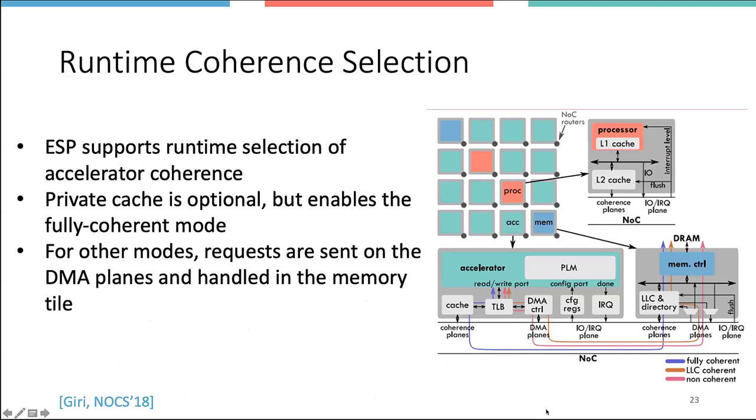As Paolo alluded to earlier, we also support runtime selection for accelerator coherence from all four of the models that I discussed. The accelerator tile contains a configuration register for the coherence mode, which can be set like any other parameter of the accelerator. The private cache is optional in the accelerator tile, but it enables the fully coherent mode. In this case, the cache sends out the memory requests through the coherence NoC planes. The other three coherence modes are always enabled. Because the ESP LLC can handle DMA requests, we don't require any bridge in the accelerator tile to the system interconnects. The requests are sent on the DMA NoC planes and are routed appropriately when they're received in the memory tile.